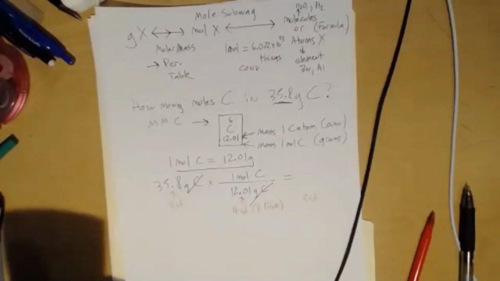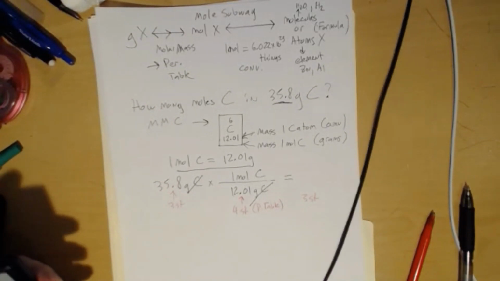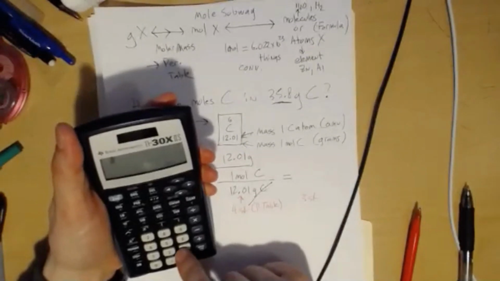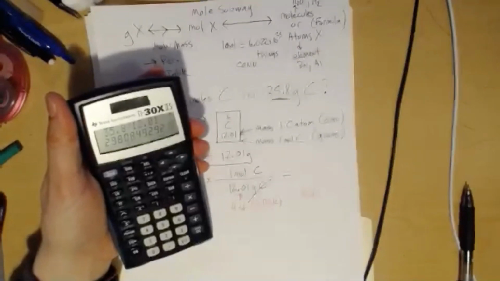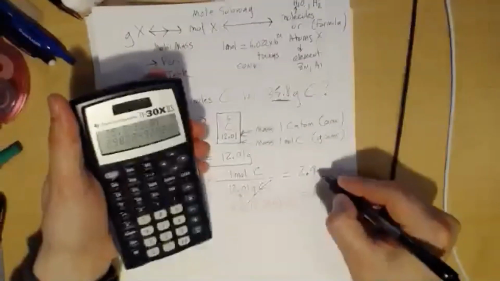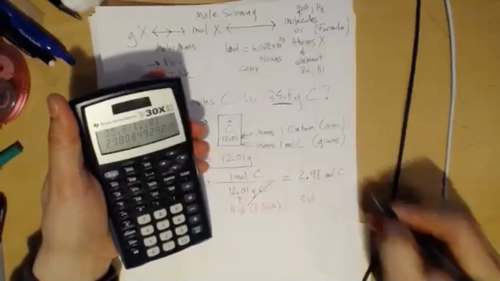Okay, so then it's just a simple calculation. I get on my calculator. So what was it? 35.8 divided by 12.01. And so I get 298. I got lucky, I ended on a 0. But anyways, my answer would then be, I'd round it to 3 sig figs, 2.98 moles of carbon.